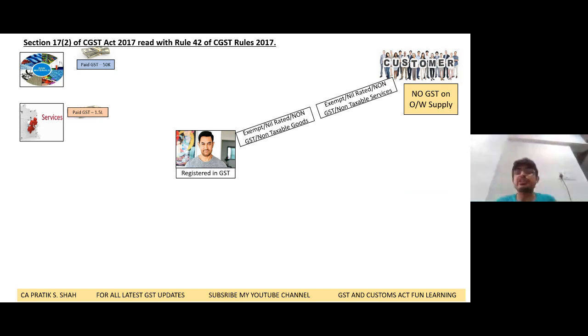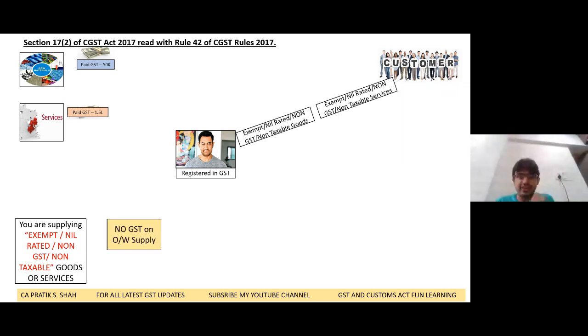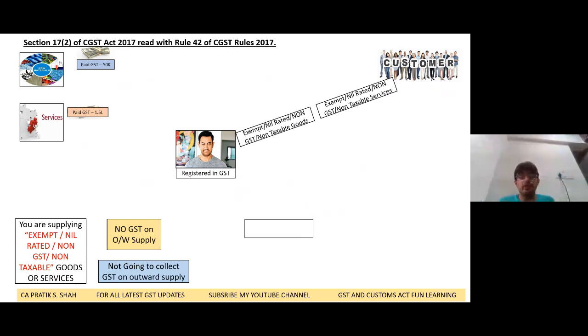So he's not going to collect GST. On sale, there is no GST. The government has not received any revenue. Agreed. Now, please listen carefully. Government is saying that Mr. Aamir, you are supplying exempt nil rate. There is no GST. Government is not getting any money. So government is not going to earn a penny of revenue on sales.